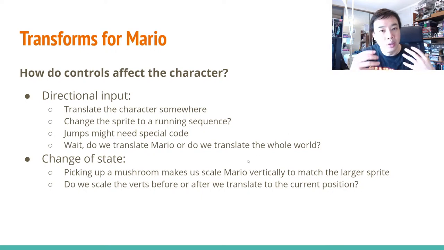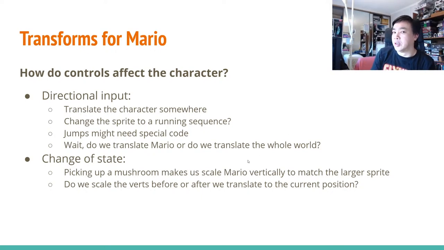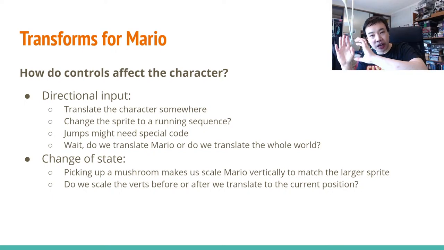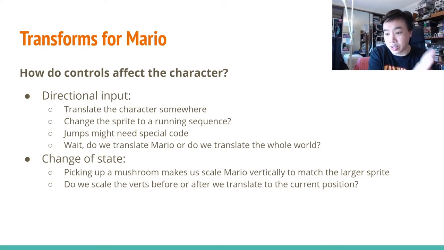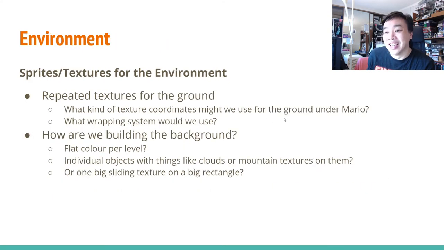So there's a lot of background math that goes into this. There's a lot of deciding how we want to change something and then trying to figure out how our transforms are going to support us changing this. As I said, I've given you the tools to make Mario, but whether you could do it quickly is another story entirely. We haven't yet talked about the environment.